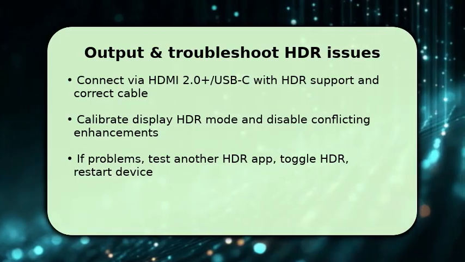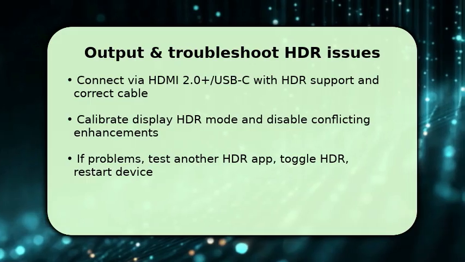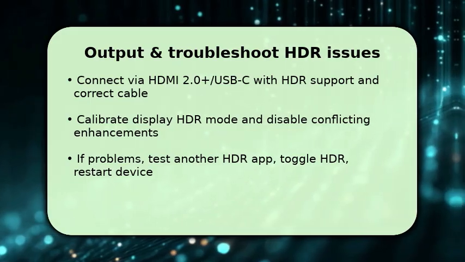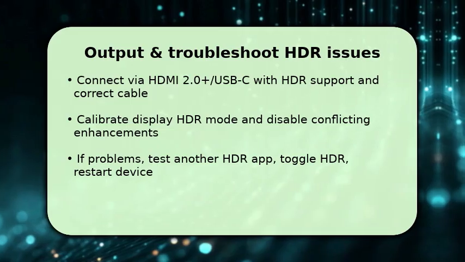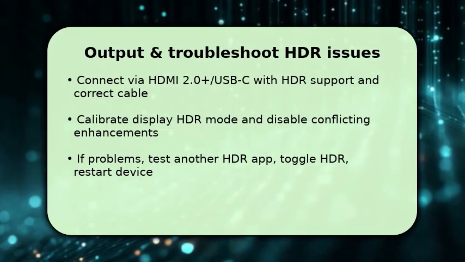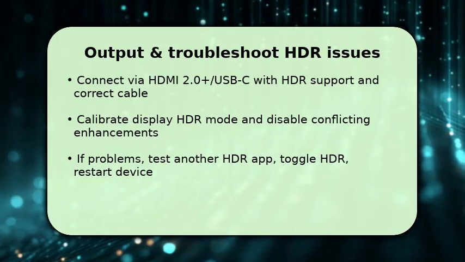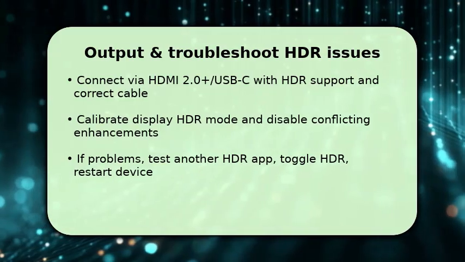Use an HDMI 2.0 or newer adapter or a USB-C cable that explicitly supports HDR and set the TV or monitor to the appropriate HDR mode. Make sure display enhancements like dynamic contrast are off to avoid double processing of tone maps.